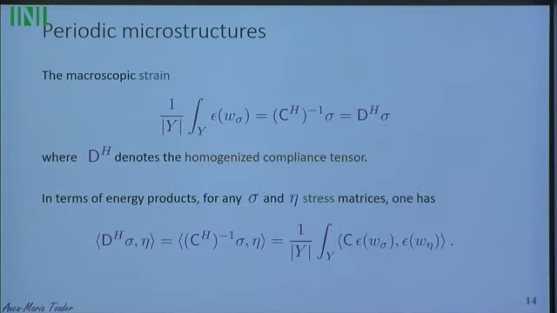So the macroscopic strain here may be expressed in terms of the inverse of the homogenized tensor, and this is what we call the homogenized compliance tensor. And as before, as we have done with the homogenized tensor, we can see here that in terms of energy products, we can define the homogenized compliance tensor in this way here.